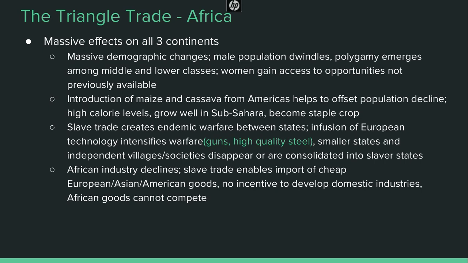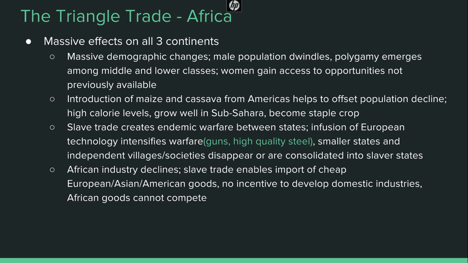On a positive side effect, the introduction of maize and cassava from the Americas helps to offset somewhat that population decline because these vegetables have very high calorie levels compared to the products normally grown in African agriculture. And because of the fact that they grow well in a sub Saharan climate, they become very important staple crops in both West and Southern Africa.